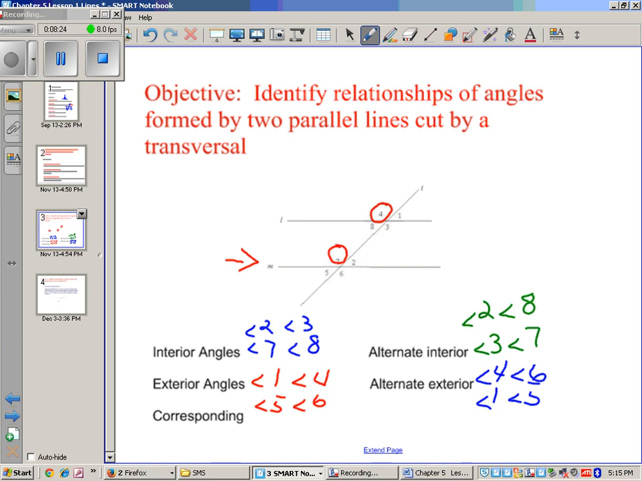They lie in the same spot on two different lines cut by the same transversal. Angle 7, angle 4 are corresponding. So on the other side of the flip, we have angle 1 and angle 2 are corresponding. And we have 8 down here, so it's 5. So 5 and 8 are corresponding. And our other last two, angle 3 and angle 6, are corresponding angles.